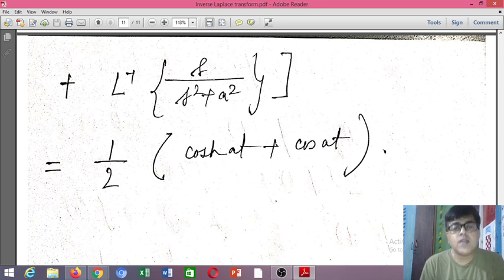And with that I come to the end of today's class. I hope I have given you an insight into what inverse Laplace transform is and how to solve a problem of inverse Laplace transform with various techniques.